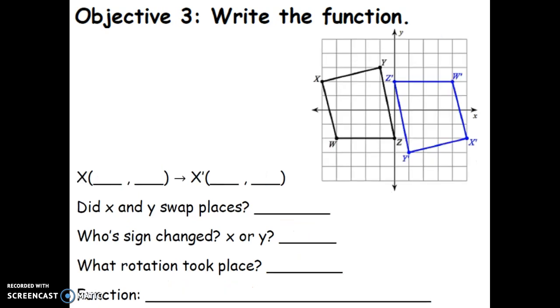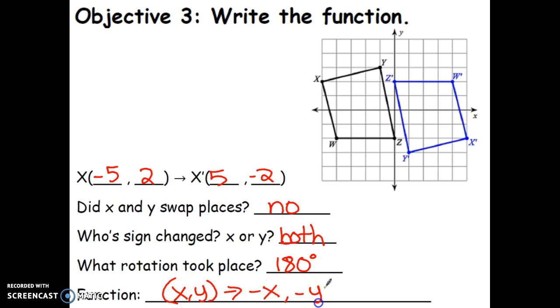And then finally, we're looking at our K. That is negative 5, 2. And K prime is 5, negative 2. Did they swap places? No. Whose sign changed? Uh-oh, I got the ordered pair for K prime wrong. I'm sorry about that. So the ordered pair for K prime is actually 5, negative 2. So whose sign changed? Both of their signs changed. So which rotation is that? That is a 180-degree rotation. So the function for that is (negative x, negative y).